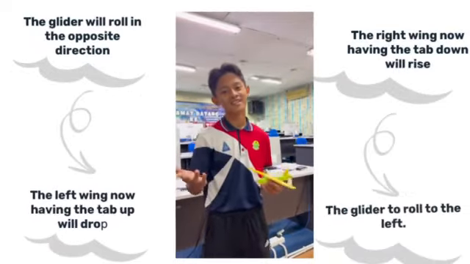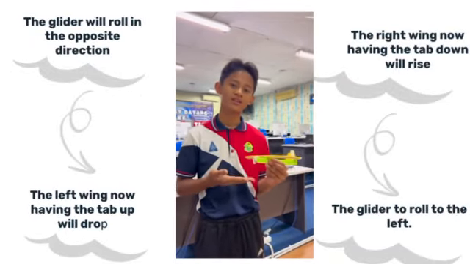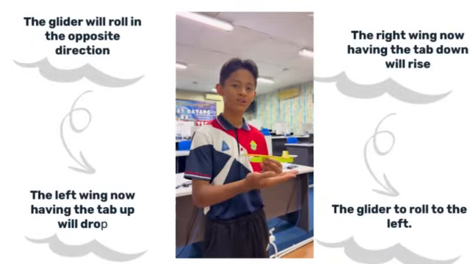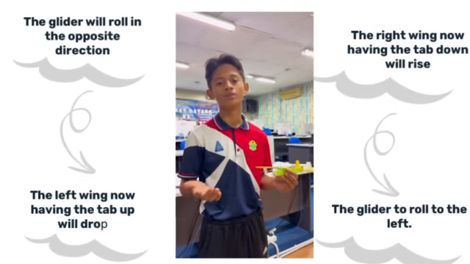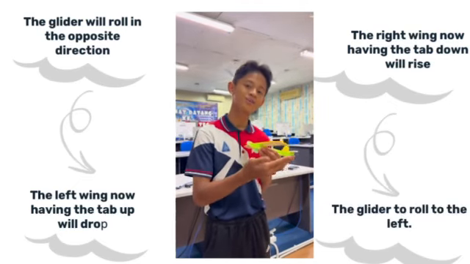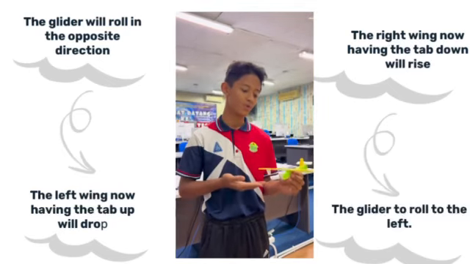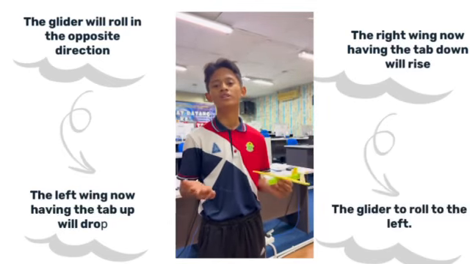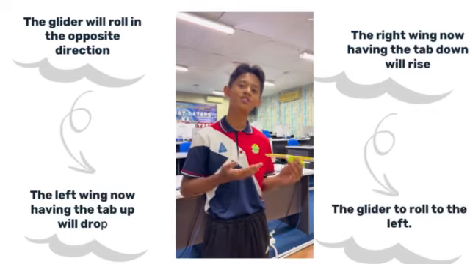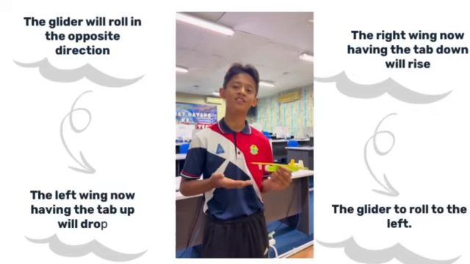Now, let's explain the lift force on each wing. For the wing with the tab bent upward, it will generate less lift on that wing because it creates turbulence and disturbs the airflow, causing the wing to drop. And for the wing with the tab bent downward, it will generate more lift as the camber increases the wing's efficiency in generating lift, causing the wing to rise.